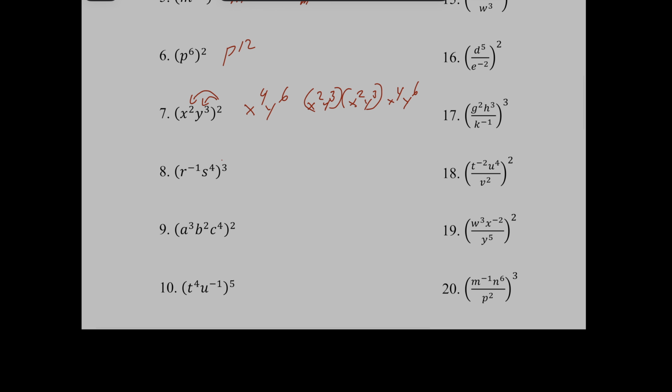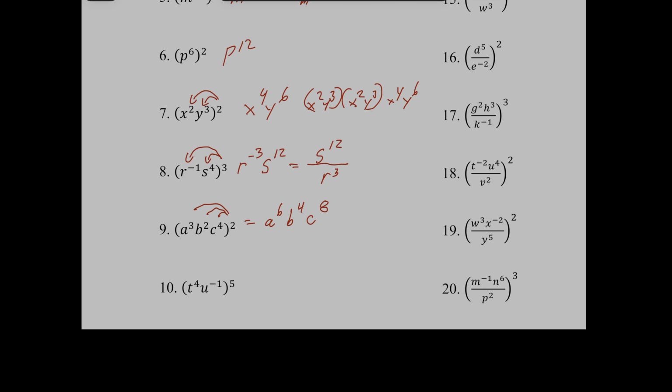Okay, now here, I got to cube this, and I have to cube that. So my answer is going to be r to the negative 3, s to the 12. That's going to be s to the 12. I have to flip the r to the bottom to make it positive. Okay, here I've got 3 in there. I got to square all 3 of these, all right? So this one's going to become a to the 6, b to the 4, c to the 8.